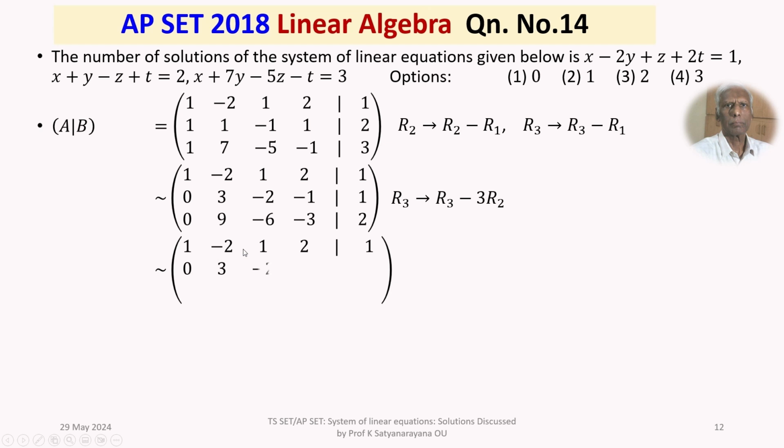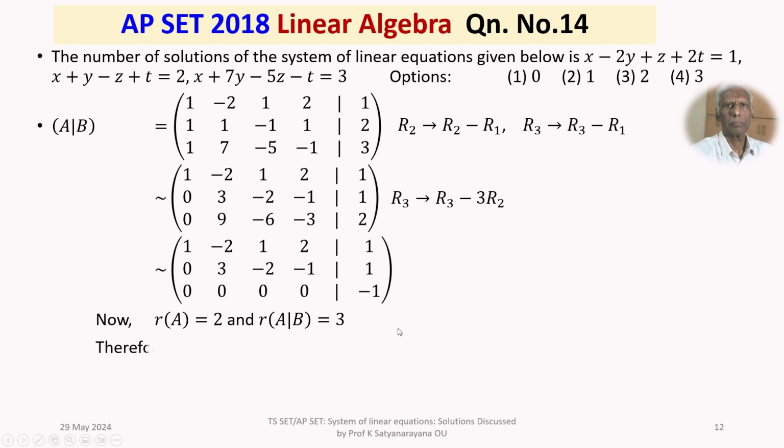Then you will get the first 2 rows the same. The third row will be 0, 0, 0, and here will be minus 1, because minus 1 into minus 3, minus 3 plus 2, minus 1. Now look at this one. The rank of A is 2. The rank of A with B is 3. So now the rank of A is 2, the rank of the augmented matrix is 3.